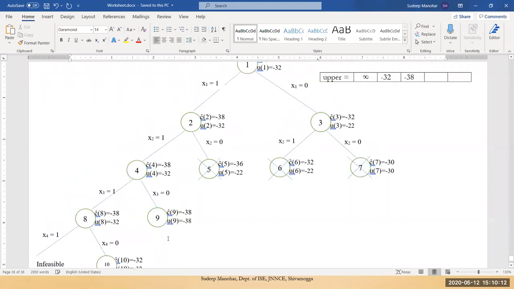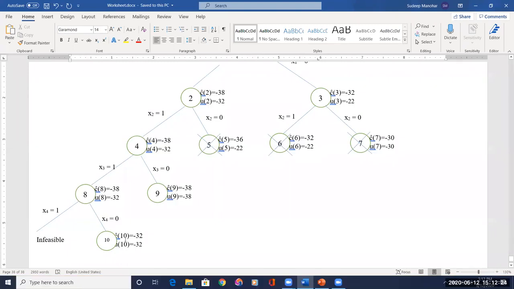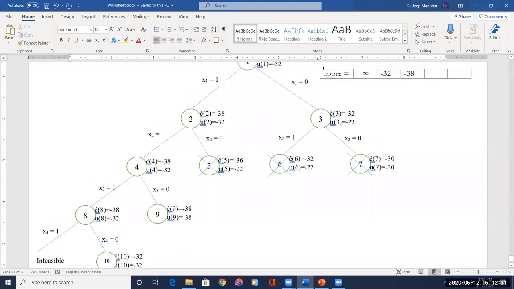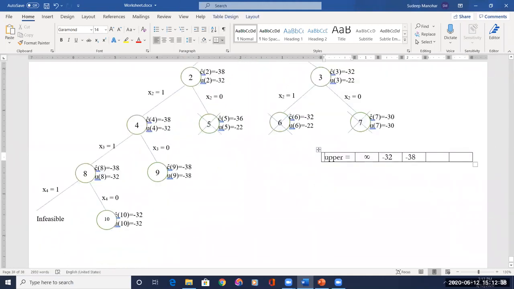So this is updated. Now you have to compare u of 10 with upper. I'll bring this downwards. Whether u of 10 is lesser than upper, minus 32 lesser than upper? No. Whether c of 10 is greater than upper? It is greater than minus 38, therefore this node gets killed.